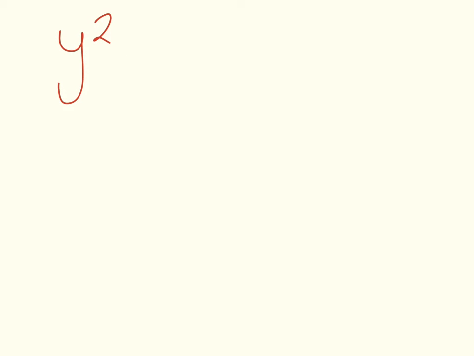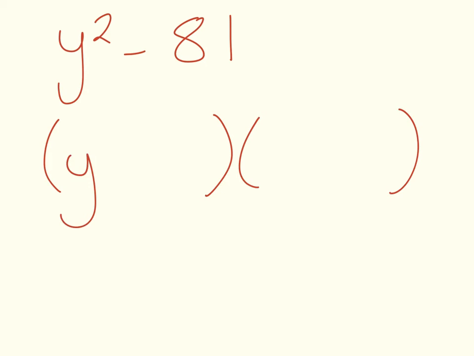y squared minus 81. Well, the factors of y squared can only ever be y. 81 is an even square number, and the square root of 81 is 9. Because I want to end up with a minus 81, one of my 9's needs to be positive and one of them needs to be negative.